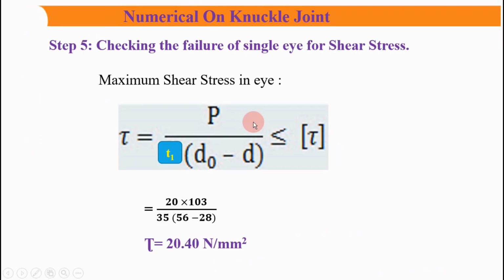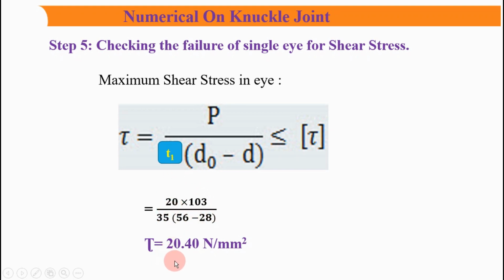Then next, please see, this is step number 5, that is we need to check the single eye for shear stress also. Here is the formula that we have seen in the design procedure, and we have all these values. Again this mistake has happened here. Please don't get confused. The value of P is 20 into 10 raised to 3. This is 10 raised to 3. And T1 value is 35 and 56 minus 28.